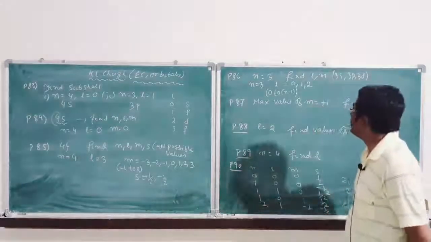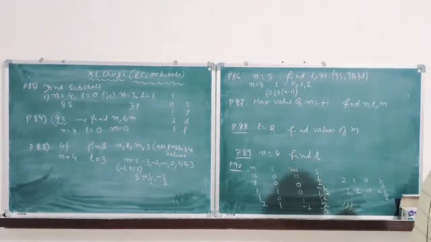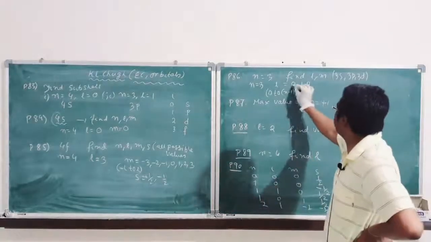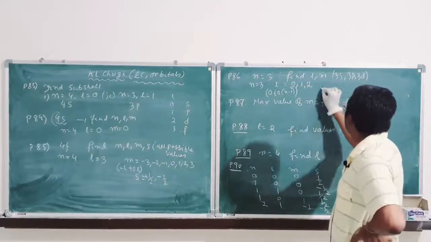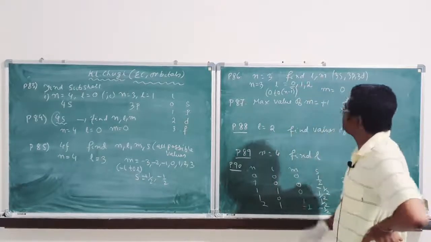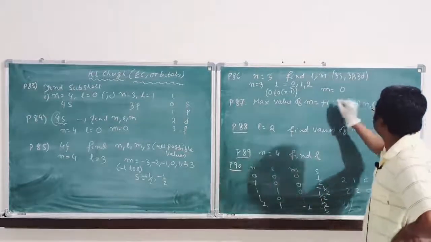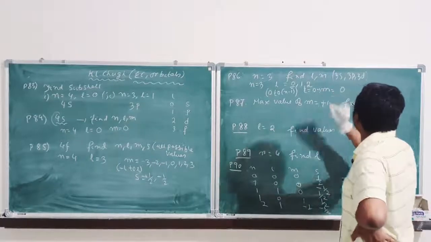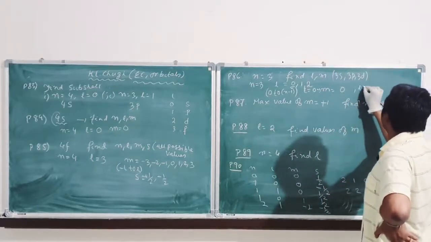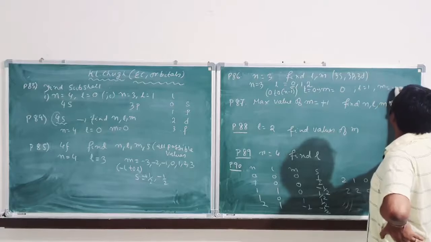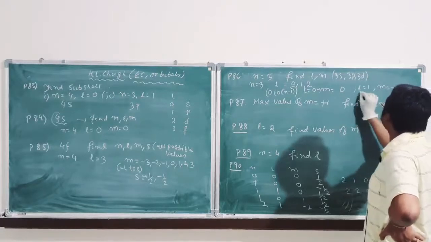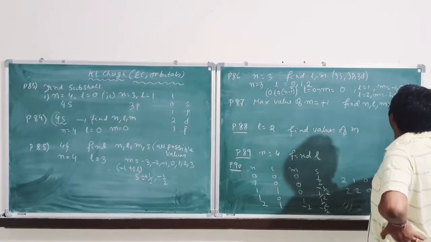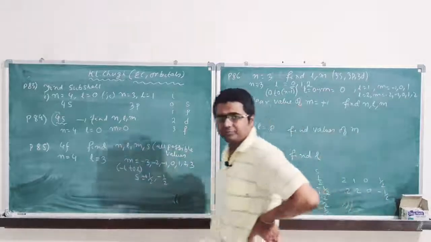Now what we have to see is what the possible values of m are. See, m values depend on the l value. For l equal to 0, m value can be 0, clear? For l equal to 1, m value can be -1, 0, 1. For l equal to 2, m value can be -2, -1, 0, 1, 2, clear.